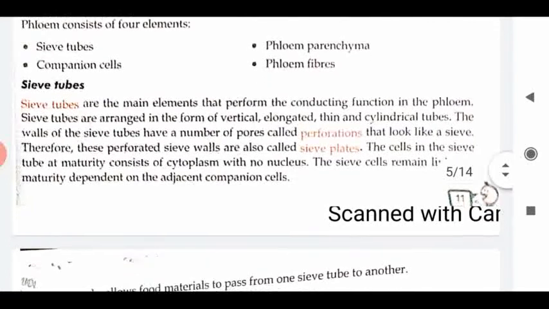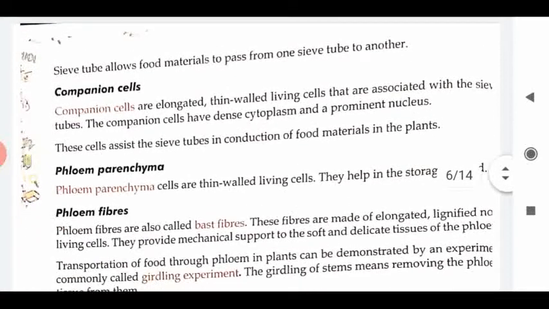Now we will see the companion cells. Companion cells are elongated, thin-walled living cells that are associated with the sieve tube. The companion cells have dense cytoplasm and a prominent nucleus. These cells assist the sieve tube in conduction of food material in the plant. They are present beside the sieve tube, provide support to it, and help the sieve tube in the conduction of food from one end to another.